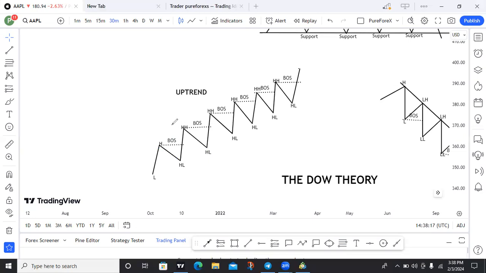So whenever we see these characteristics of an uptrend, we know that we don't need any indicators to tell us. We don't need any other person to tell us that it is an uptrend. Through the knowledge of market structure, I will know that an uptrend is characterized by a series of higher high, higher low, higher high, higher low. As I've explained to you, you should be able to know that it is an uptrend.